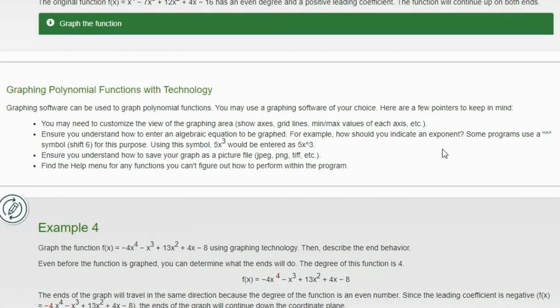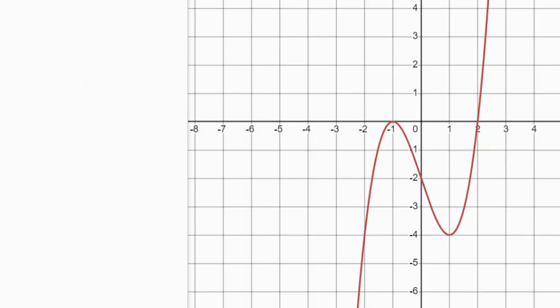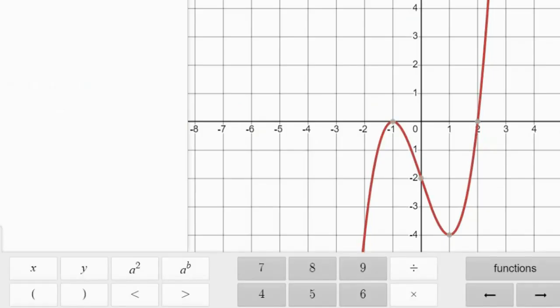Make sure you know how to use the shift, so 5x to the third instead of 5x3. And if you need that, take a screenshot or whatever if you need to turn it in. And you can use the help menu for any other functions. Like on Desmos, you may have to use the little menu down here to get some of the fancy functions. You need a square root or something. It has that.